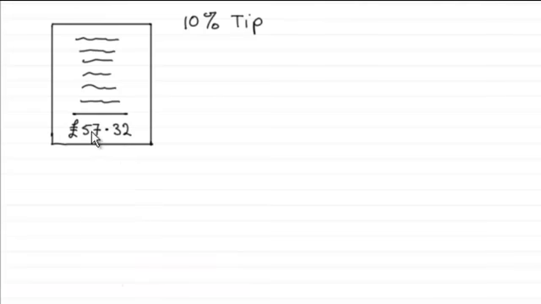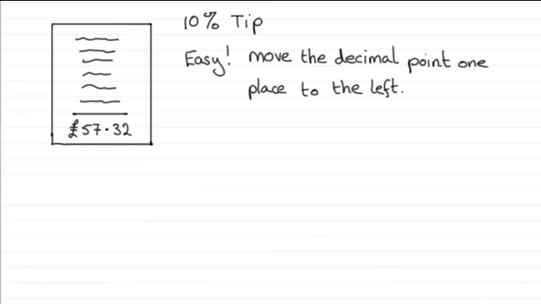Now, suppose we had a bill for £57.32 and we've got to leave a 10% tip. Well, all you've got to do is move the decimal point one place to the left. So if we've got £57.32, we take our decimal point and move it one place to the left. So what is the tip going to be? Well, it's going to be 5.732. But that doesn't seem to make much sense.